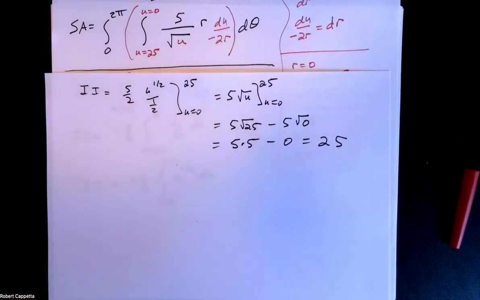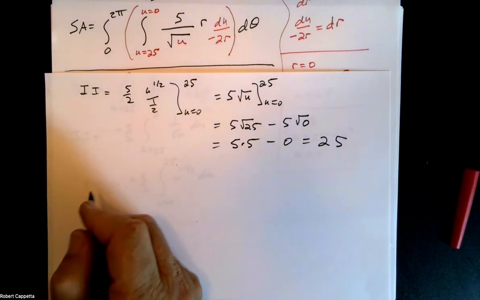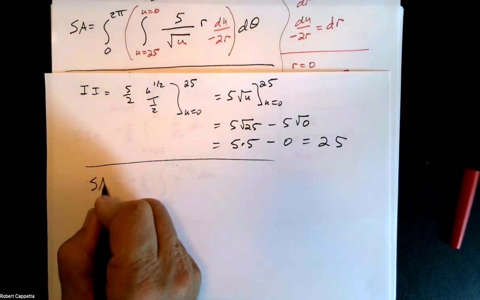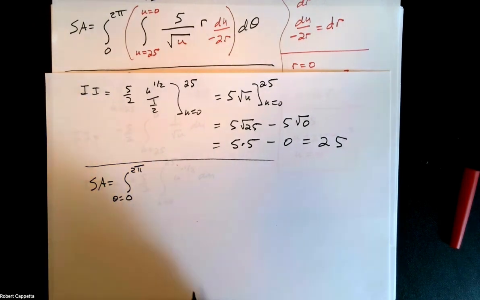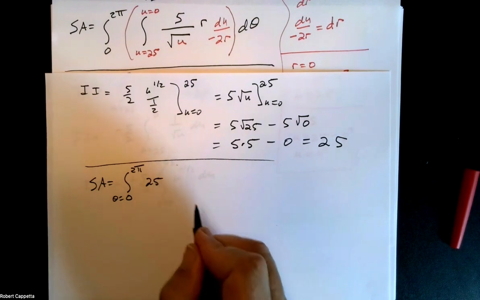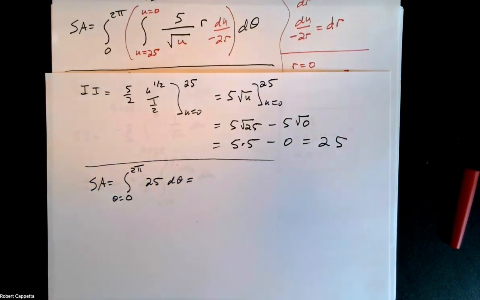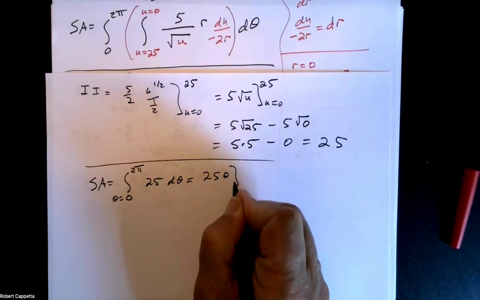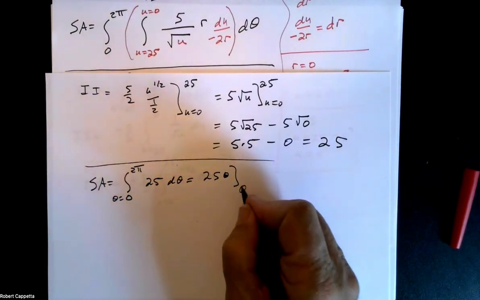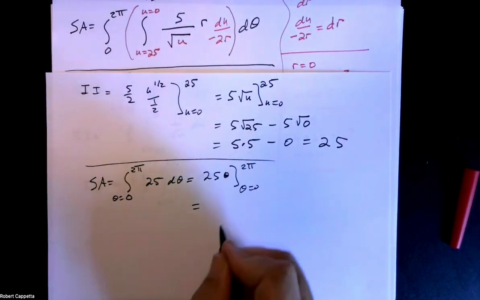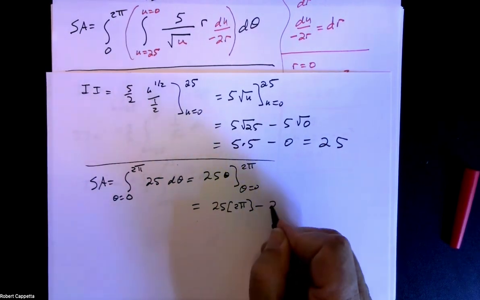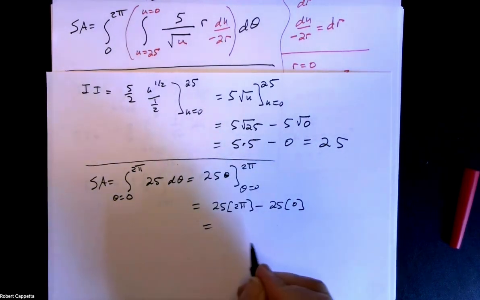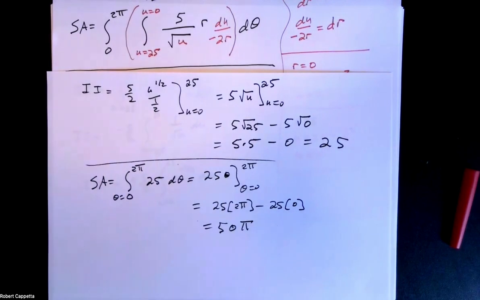So now I'm able to say that the surface area equals the integral from 0 to 2 pi, that of course is theta equals 0 to 2 pi, of the inner integral 25 d theta, which will give me 25 theta as theta ranges from 0 to 2 pi, which is 25 times 2 pi minus 25 times 0. 25 times 2 pi is, of course, 50 pi.